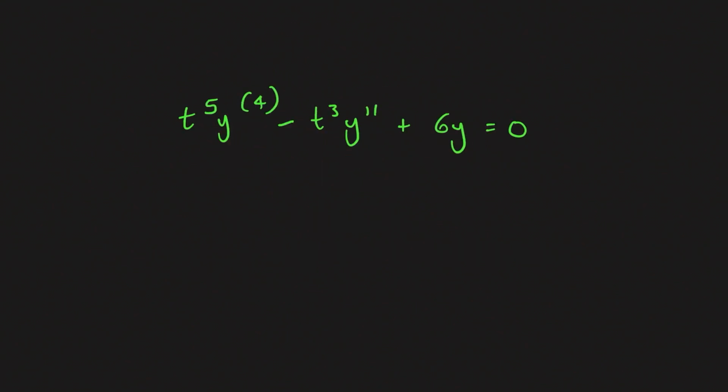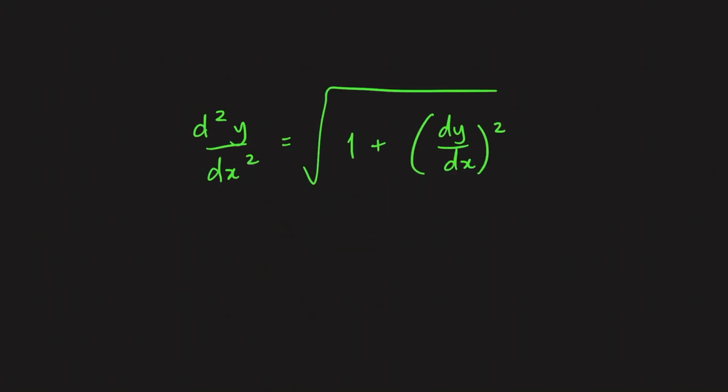So let's say we have this type of equation right here. What is the order of this? Well, the order of this is fourth order, and as you can see, it is right here. And what is the linearity of this equation? In this case, it is linear.